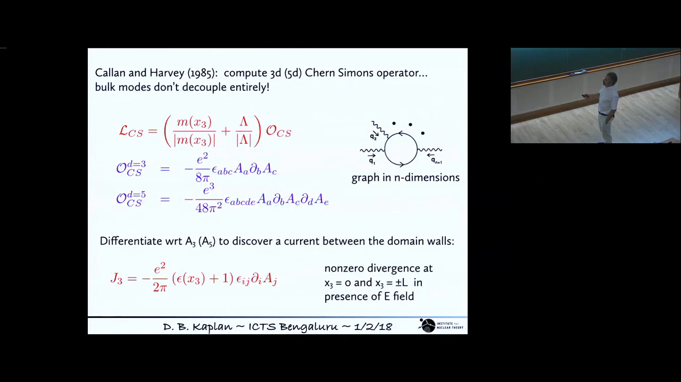And in front of these operators. And this is what the operator is in D equals 3, and this is what it is in D equals 5 for U1 theory. For non-abelian theory, you have extra pieces.